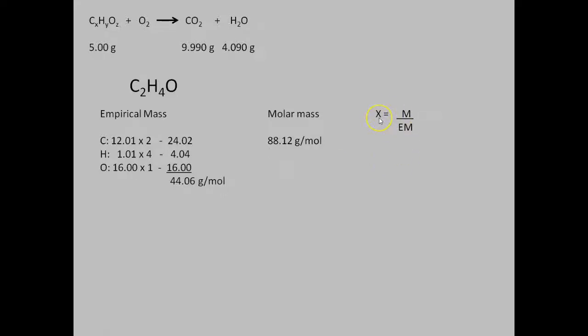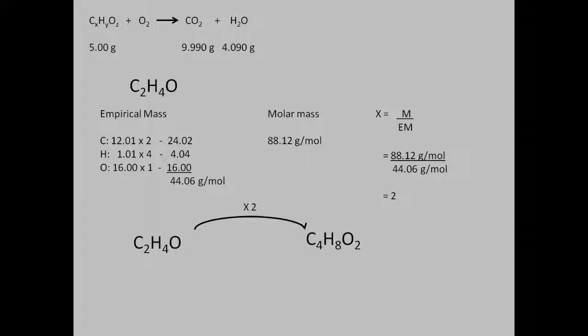So the factor that I reduced by to go from my molecular formula to my empirical formula is equal to my molar mass divided by my empirical mass. I'm going to substitute those values in, and I see it's a factor of 2. What this tells me is that to go from my empirical formula to my molecular formula, I have to multiply each of the subscripts by 2. Therefore, the molecular formula of my compound is C4H8O2.